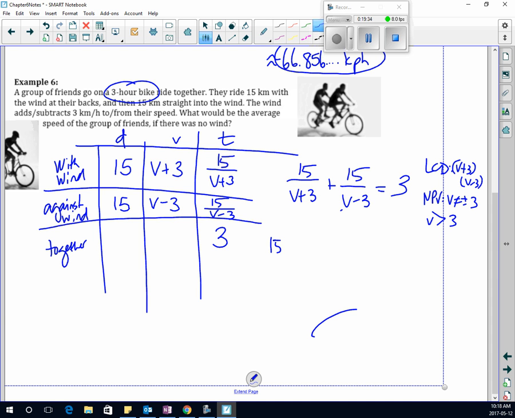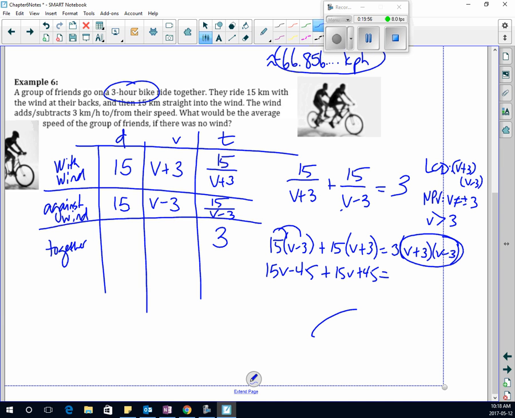So LCD, multiply each and every term. I get 15 times v minus 3 plus 15 times v plus 3 equals 3 times v plus 3 times v minus 3. So if I do the distributive property, I get 15v minus 45 plus 15v plus 45. Again, I would do the FOIL here first, then multiply by 3. So v times v is v squared, times 3 is 3v squared. Outer I get minus 3v, inner I get plus 3v, so they cancel. And then last I get 3 times minus 3, which is minus 9, times 3 is minus 27.